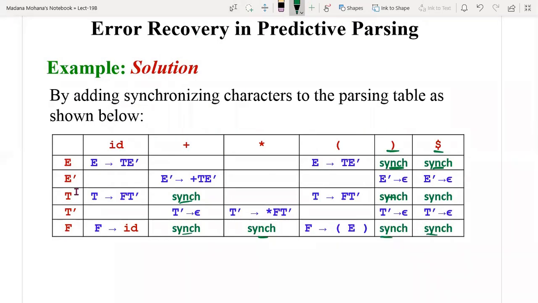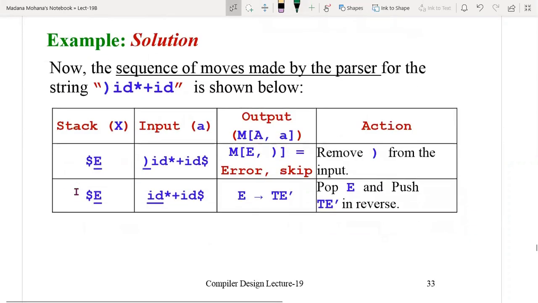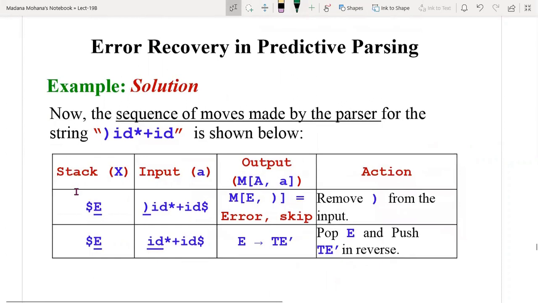Now you can do the parsing as in the predictive parser, but wherever in the process of parsing a right parenthesis occurs as the input symbol, that is sync. Then an error has occurred, so you have to skip that input symbol and move to the next input symbol. That is the only thing we have to do. Now let us see the parsing. The sequence of moves made by the parser for the string right parenthesis id into plus id is shown below. We have taken the same table.